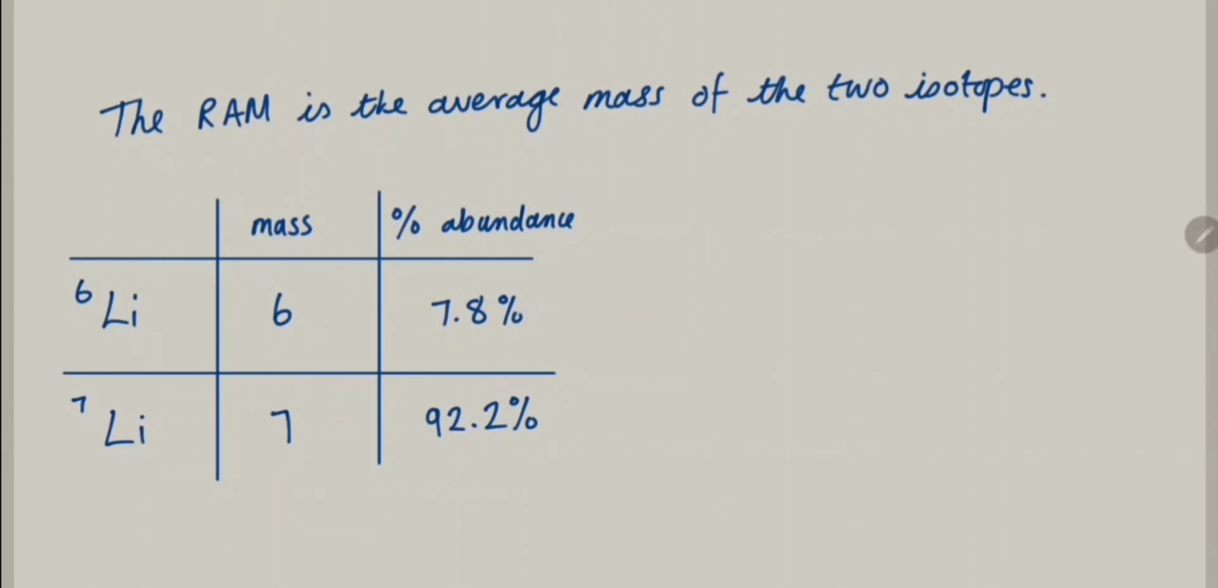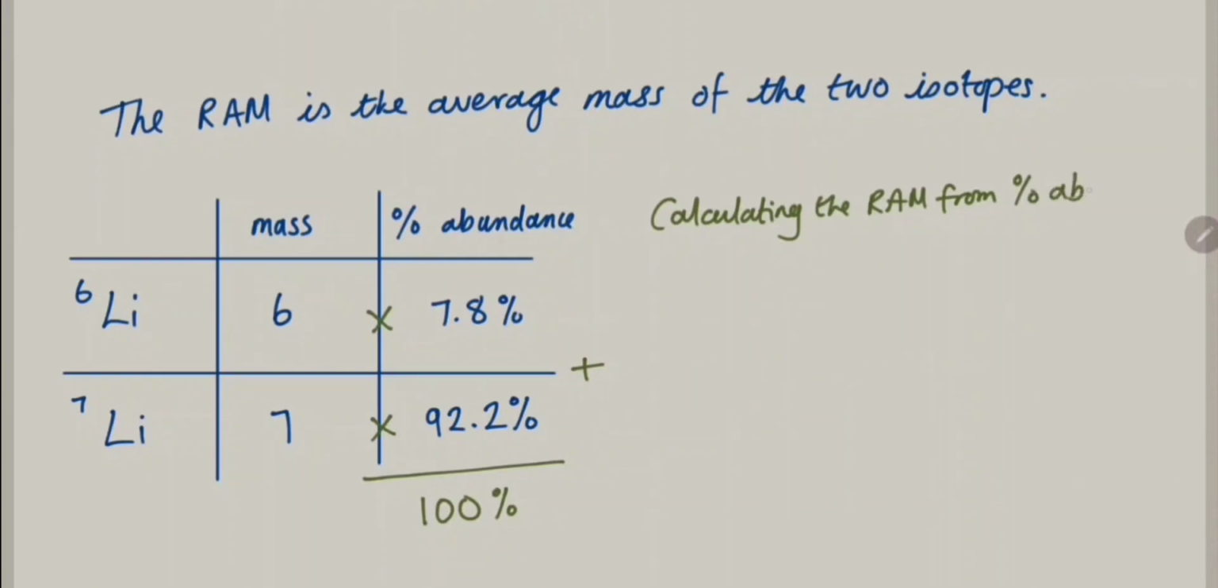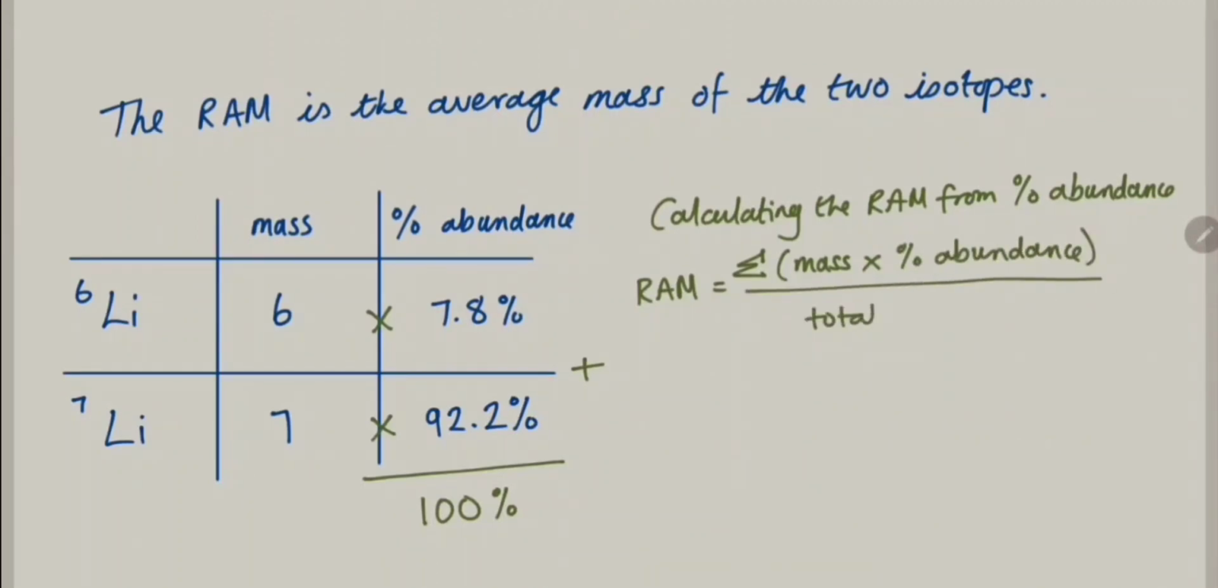Now, if we take the mass of lithium-6 and multiply it by its percentage abundance, and then add that to the mass of lithium-7 multiplied by its percentage abundance, then divide it all by the total abundance, in this case 100%, we should be able to get that average. So we can now calculate the relative atomic mass from the percentage abundance of each isotope. And we have a mathematical formula for this. So the relative atomic mass is the sum of the mass times the percentage abundance of each isotope divided by the total abundance.